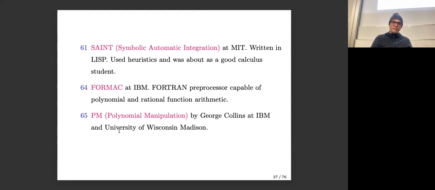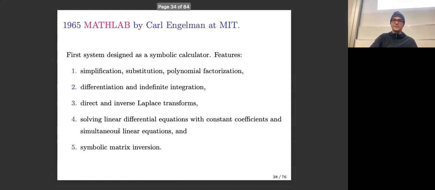And then they built Formac. Then they built this polynomial manipulator, they being MIT and IBM, sort of going between MIT, IBM, and Bell Labs. In 1965, this MATHLAB was written, not to be confused with MATLAB. And here we really get most of the modern features of a computer algebra system. Simplification was pretty important, substitution, factorization, which is what we're going to talk about, differentiation, which is not that hard, but indefinite integration certainly is. You could start solving ODEs and doing matrix inversion and stuff like that.